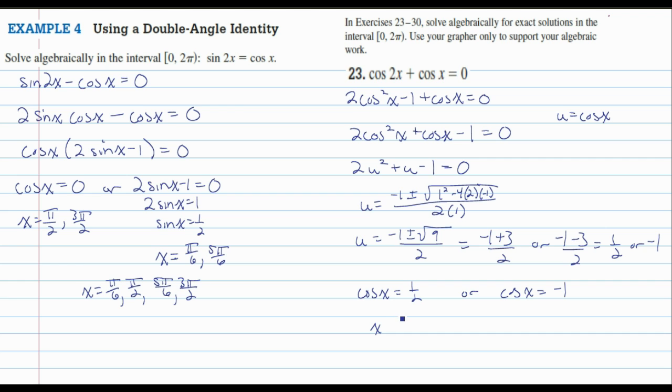The x values where cosine is 1/2 are pi over 3 and 5 pi over 3. Again, we're looking at one rotation of the unit circle between 0 and 2 pi, so cosine is positive in quadrants 1 and 4. And then the x value where cosine is negative 1, that's only 1, that's just pi. So now, in increasing order, the x values that make the cosine of 2x plus the cosine of x equal to 0 are pi over 3, pi, and 5 pi over 3, in increasing order as I rotate around the unit circle.